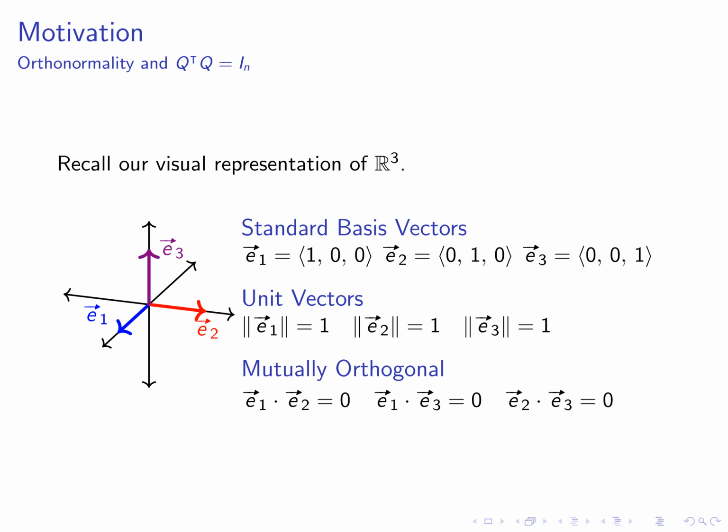So one of the things that makes the standard basis of R3 so desirable to work with is not necessarily that the numbers inside of these vectors are very simple. It's the more general fact that each one is a unit vector, and any two of these vectors are orthogonal.